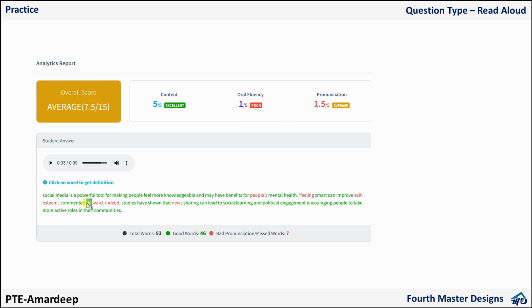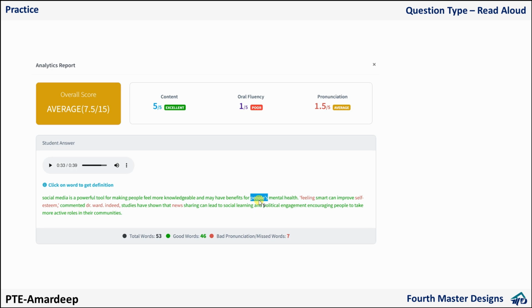And one more thing, whatever bad words are there, I read these words correctly. People's, feeling, esteem, Dr. Ward, indeed, news. I read everything correctly. Just imagine if I am making 3-4 mistakes and the system is not picking my 6-7 words, the mistake count will be 11. So what will happen in that case? First of all, that is not going to happen.